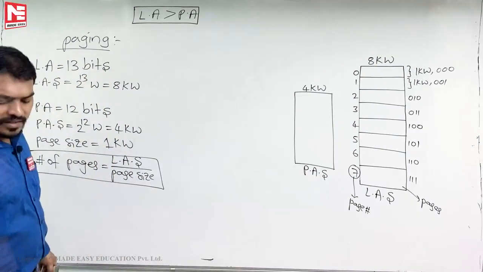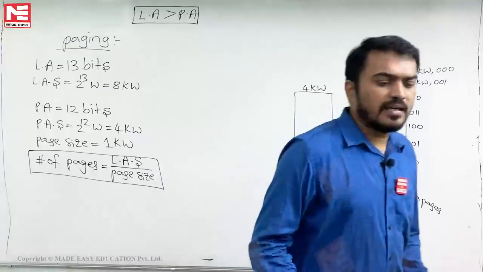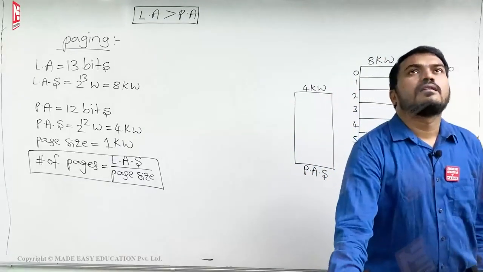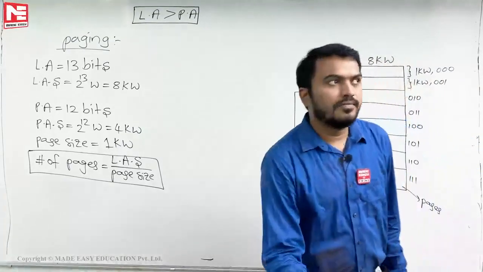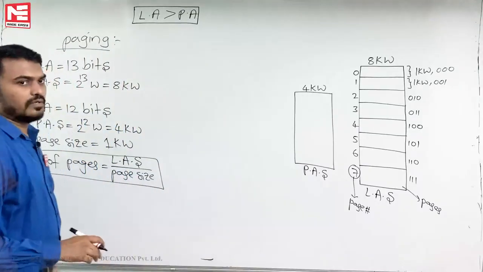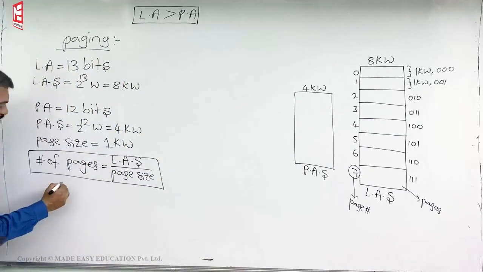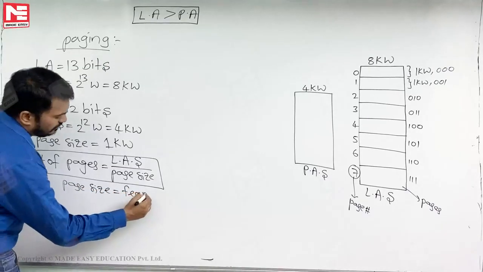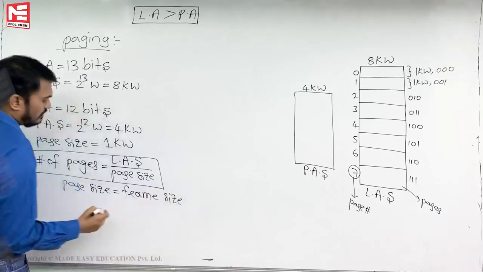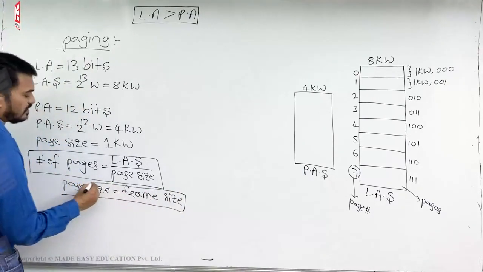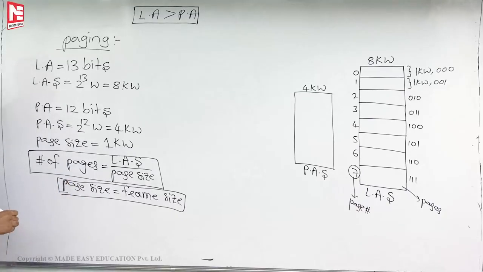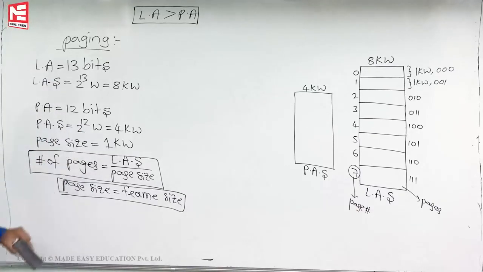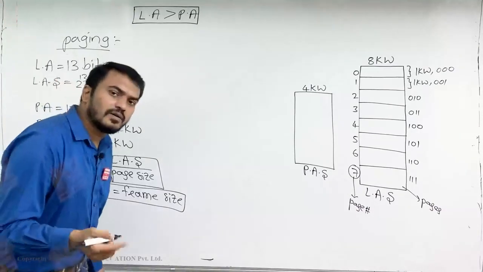Next point, write this also: page size is always the same as frame size. You can copy this also if you want. I am writing clearly in the box, page size is equal to frame size. Now tell me, page size how much did we assume here? 1 kilohertz. If the page size is 1 kilohertz, then frame size is also 1 kilohertz.